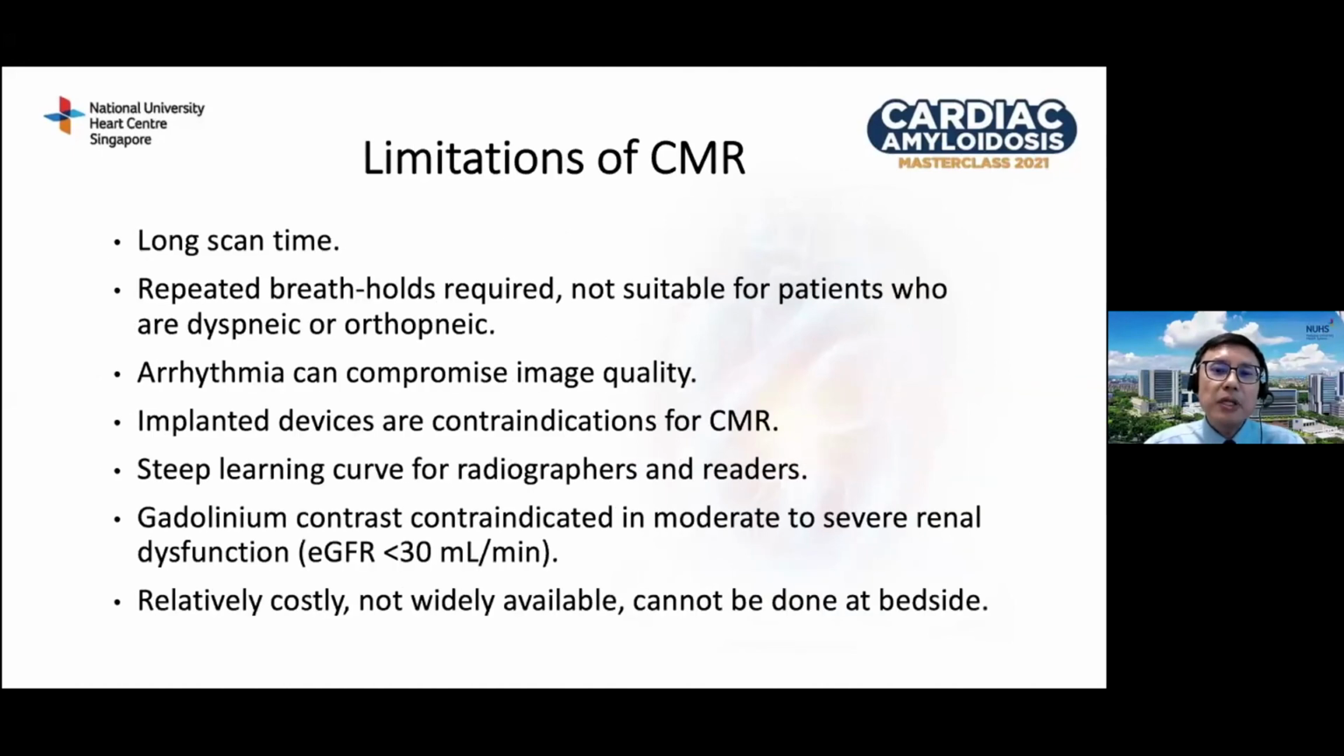There are unfortunately some limitations of CMR: long scan time, repeated breath holds. Patients with implanted devices are still contraindicated at the moment. And the gadolinium contrast that we use is contraindicated in patients with moderate to severe renal dysfunction, okay?